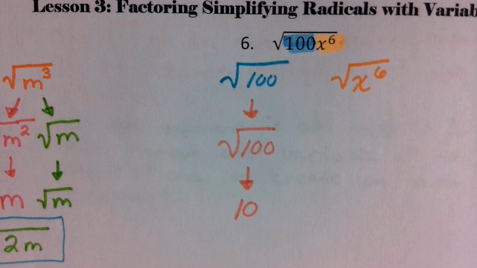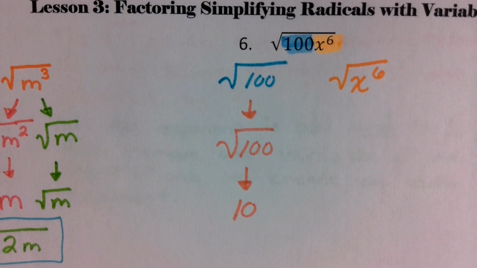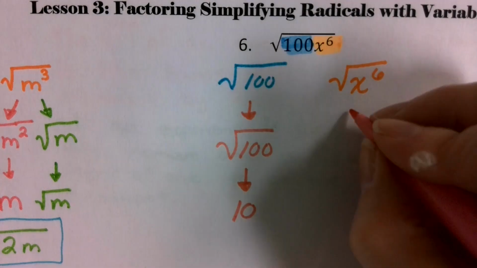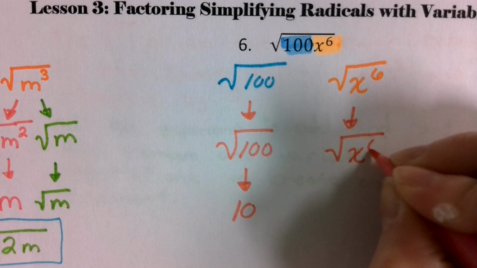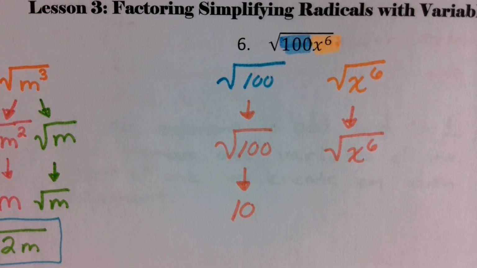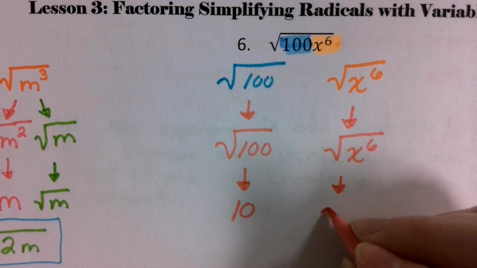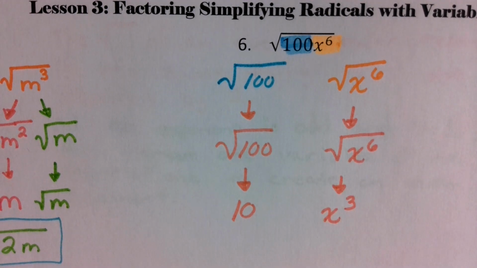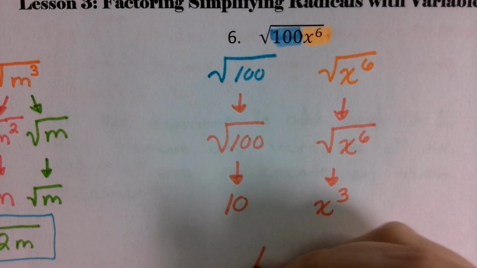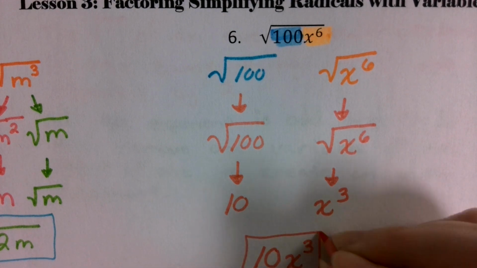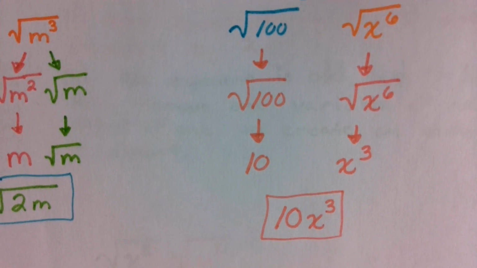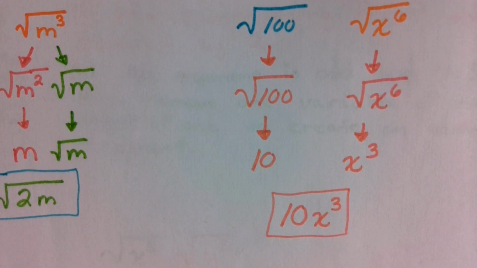Okay, what about x to the 6th power? Is that a perfect square or not? It is, because it's even, so I'm going to go ahead and change that color to pink as well. And what is the square root of x to the 6th power going to give us? X to the 3rd. Okay, so for our final answer, we're just going to piece them side by side. We get 10 x to the 3rd, and that's our final answer. That was an easy one because everything was already a perfect square.